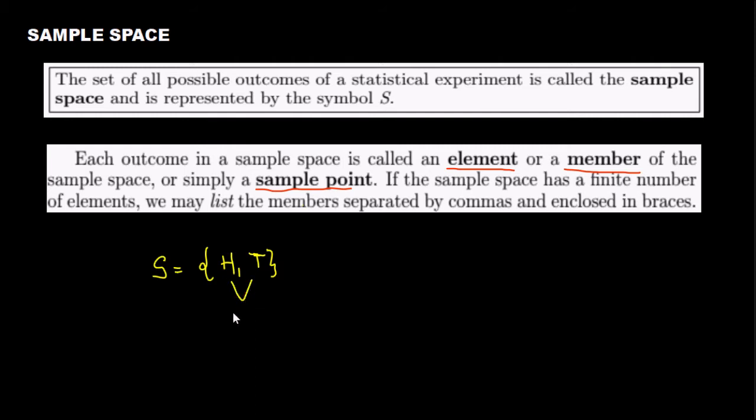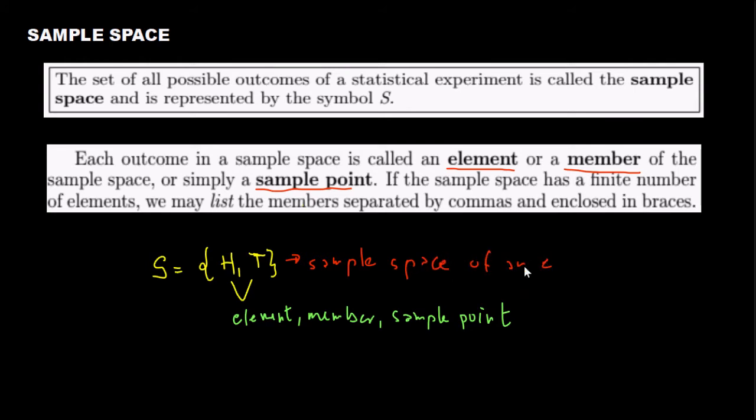So our H and T here could be called an element, or sometimes a member or a sample point. Now this S here is the sample space of an experiment. Our experiment involves the tossing of a coin which could land on a head or a tail. So that's why our elements are head and tail.